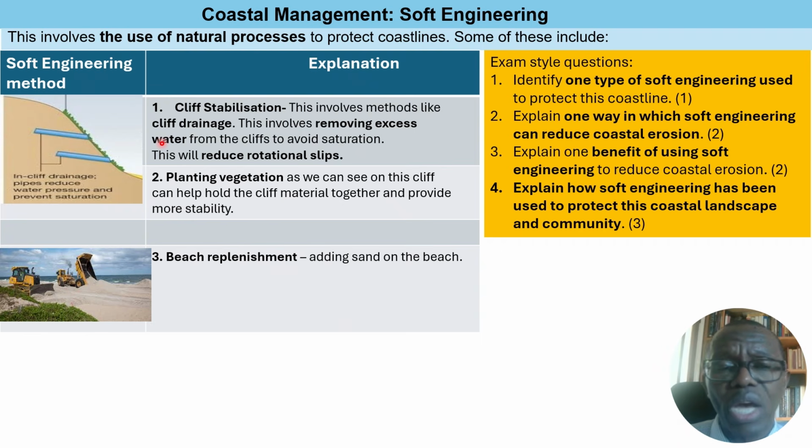Then if we are talking about cliff stabilization, the benefit is that it's going to leave that particular coastline in its natural state, so to speak, because no physical structure is being constructed here. It's just the pipes that have been put in, and these are quite inconspicuous, and they're just going to drain water off. So it still leaves the area looking quite natural. And then in terms of benefits, of course it's going to reduce rotational slips and slumping, and therefore protect this particular coastline.